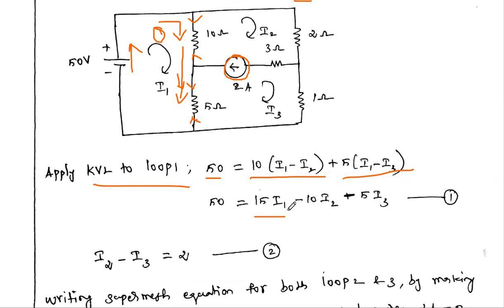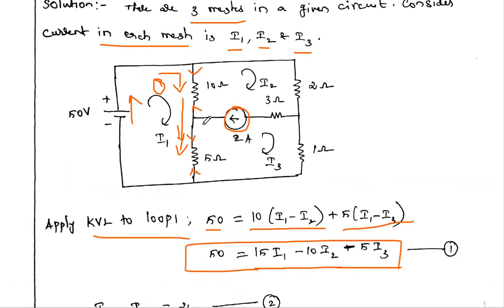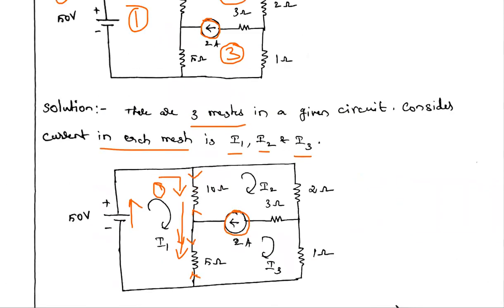Then the I2 term is minus 10 I2, then minus 5 I3 equal to 50. This is equation number 1. So one KVL equation we have written for loop 1. The ordinary KVL equation we have to write for the independent loop.